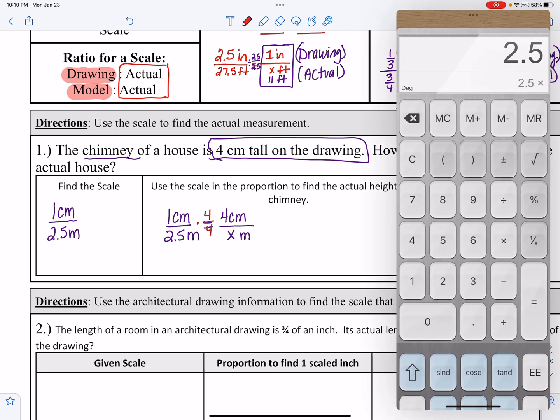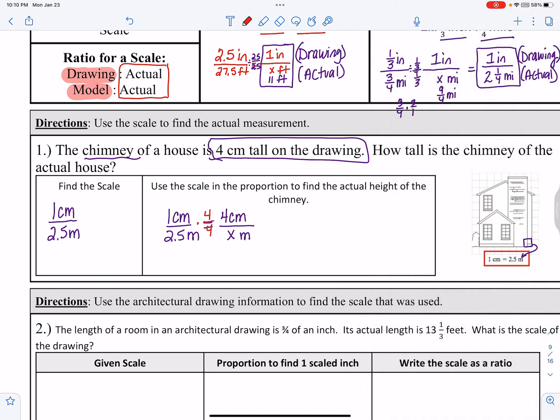2.5 times 4 is 10. And so I know my actual height is 10 meters. And there we go with my answer.